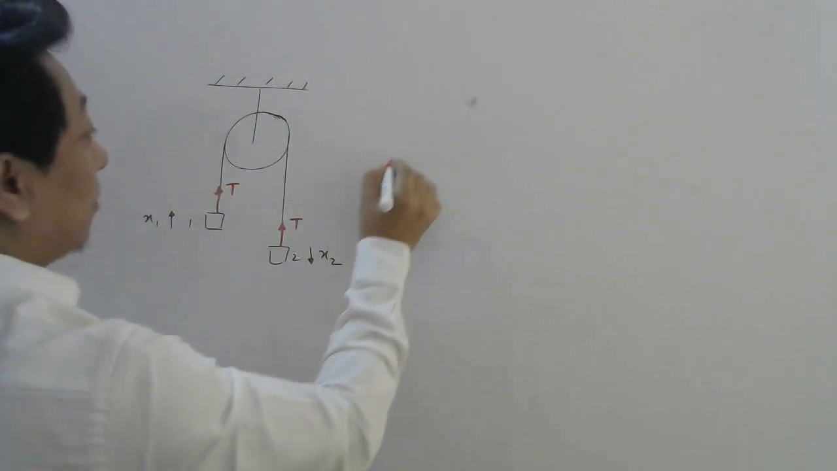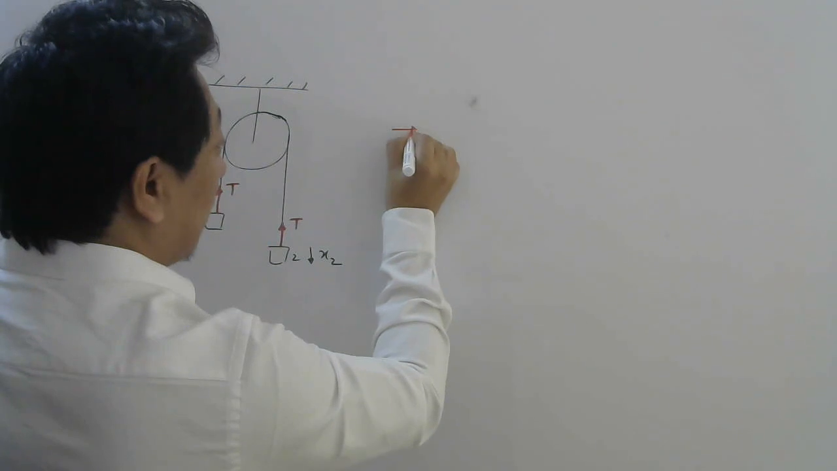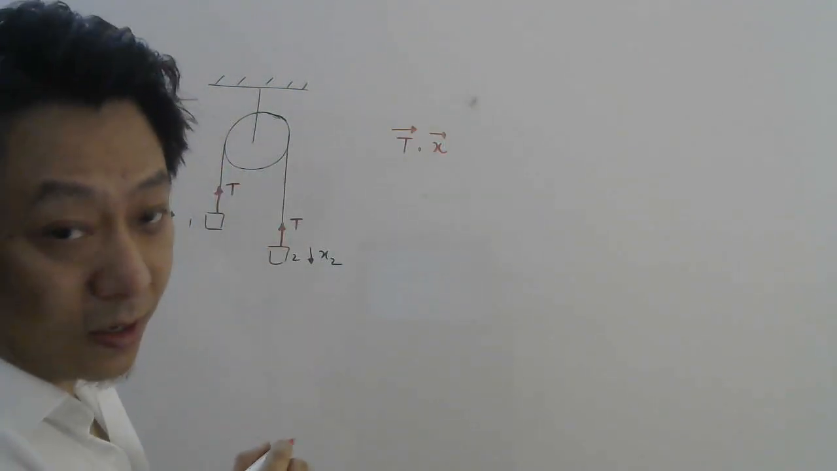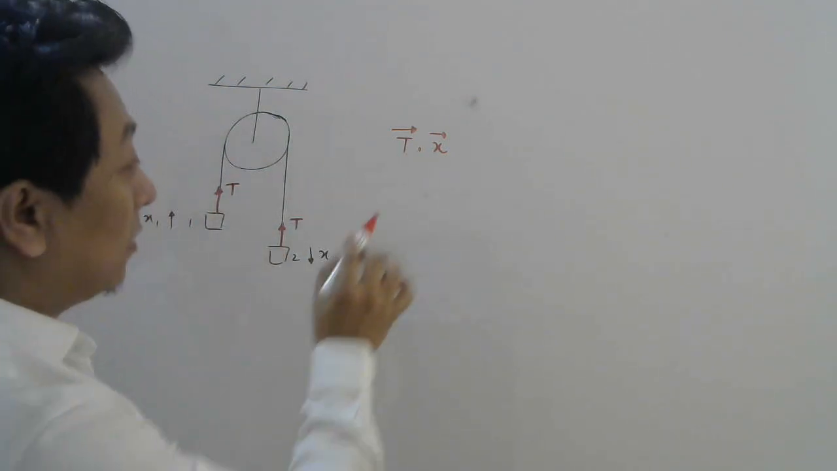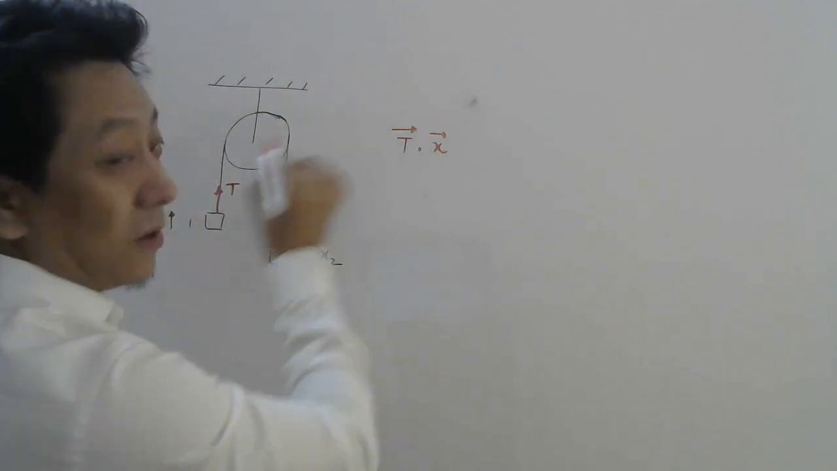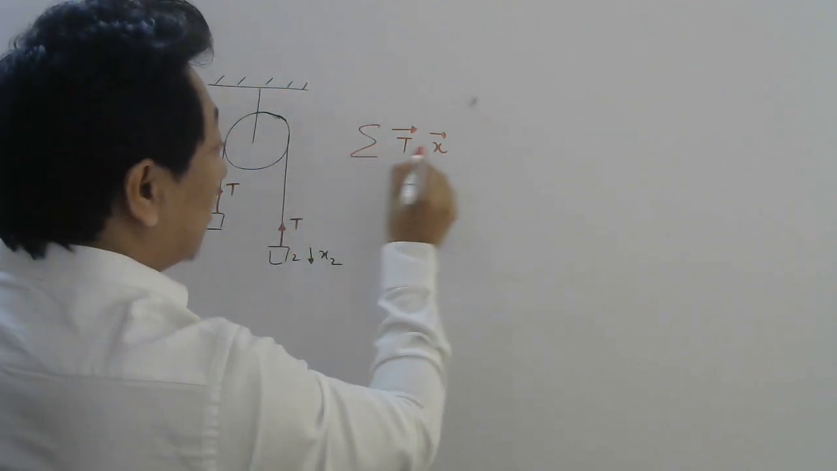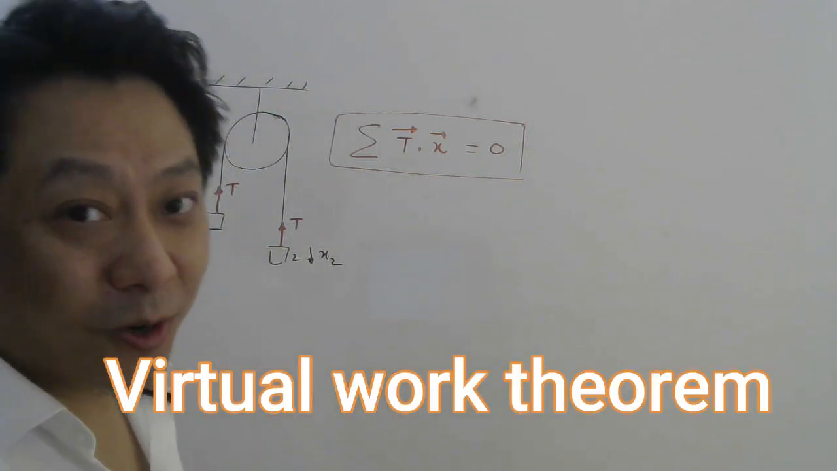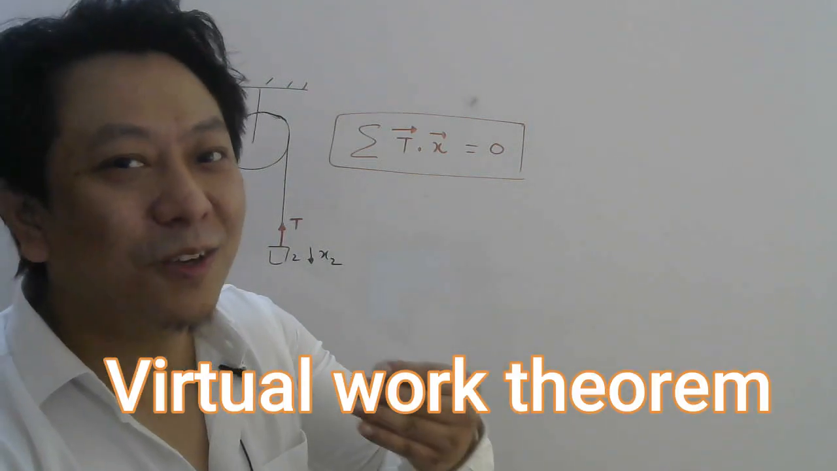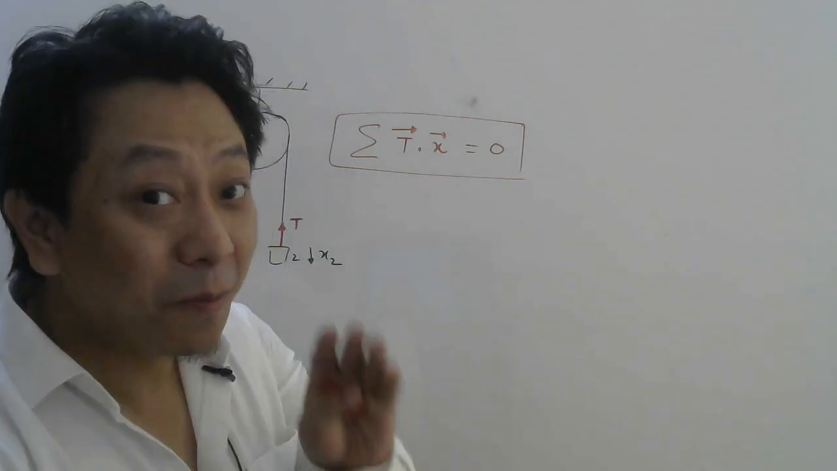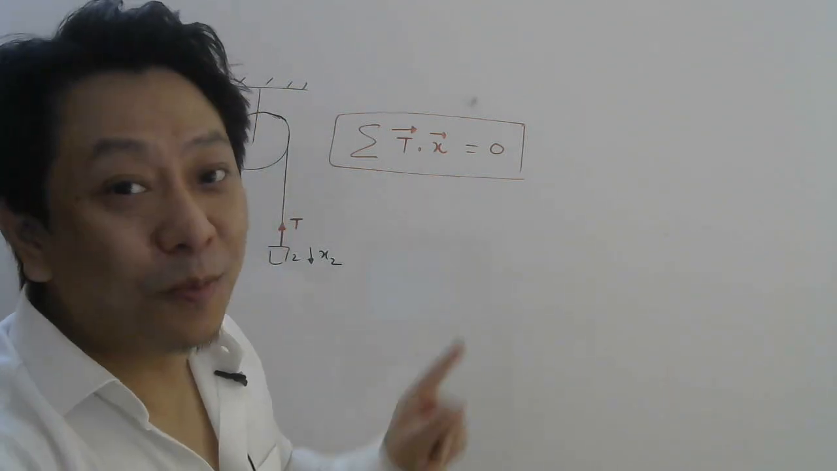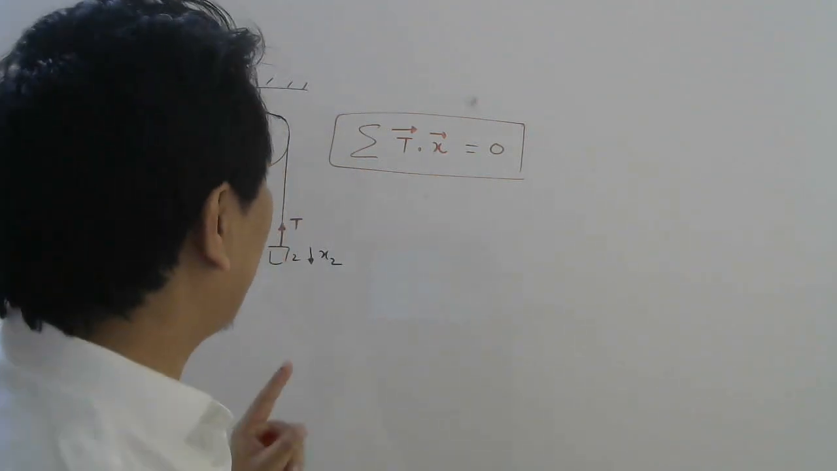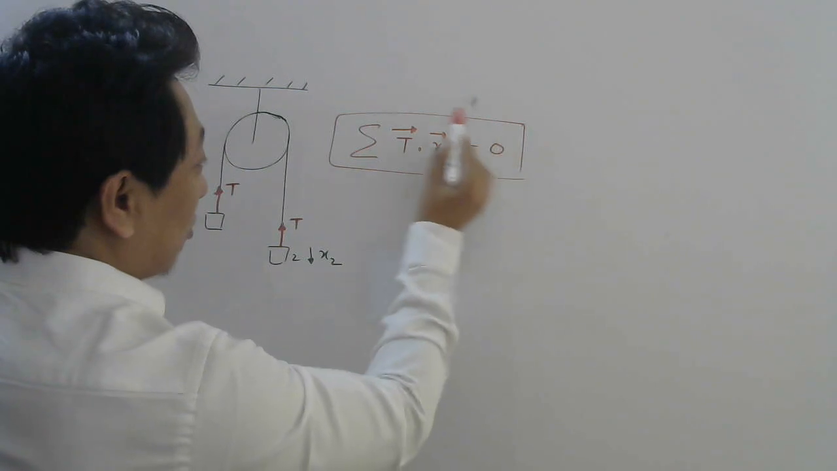Now take the dot product of tension and displacement of the block. So tension is acting on the block, take its dot product with the displacement of the block, and the total of that should be 0. So this is what is called the virtual work theorem. However, we will not go into the details of the virtual work theorem, but I will show you why this is correct, because using this I will get the same relation which I got before. So look carefully. Let me apply this concept here.